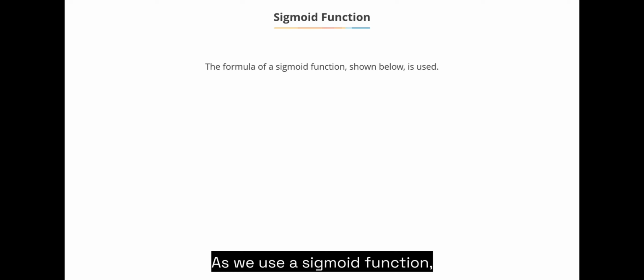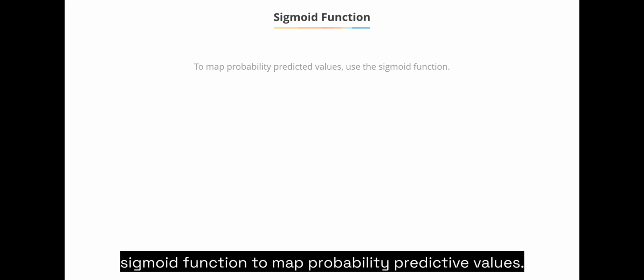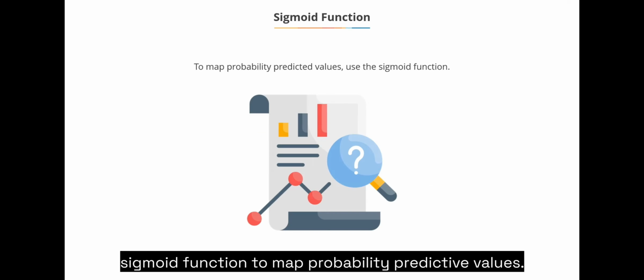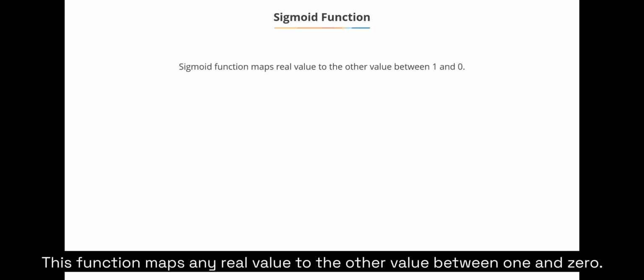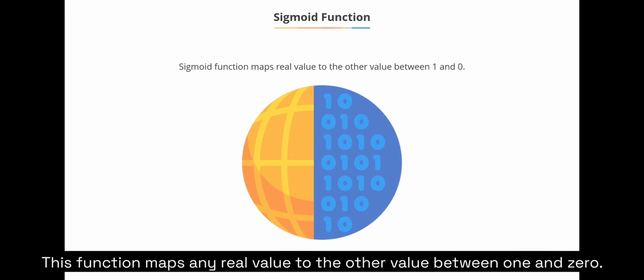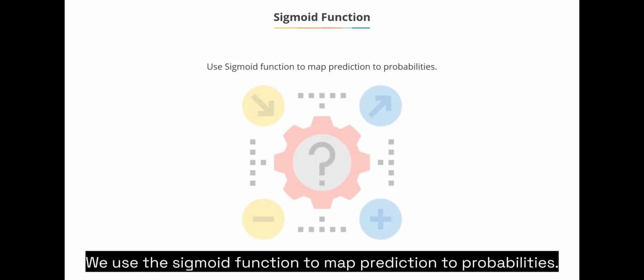As we use a sigmoid function, the image is the formula of a sigmoid function to map predicted values to probability. We need to use the sigmoid function. This function maps any real value to a value between 1 and 0. We use the sigmoid function to map predictions to probabilities.